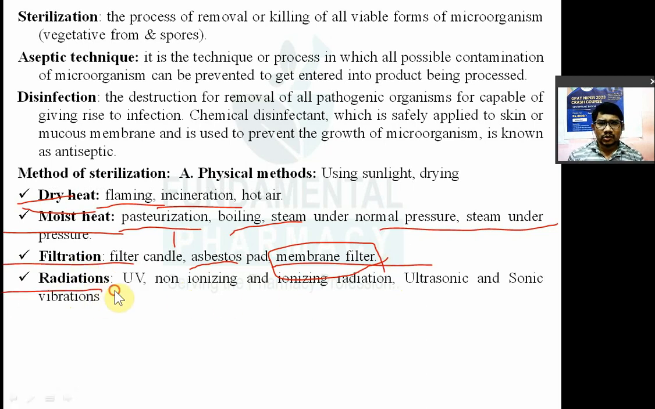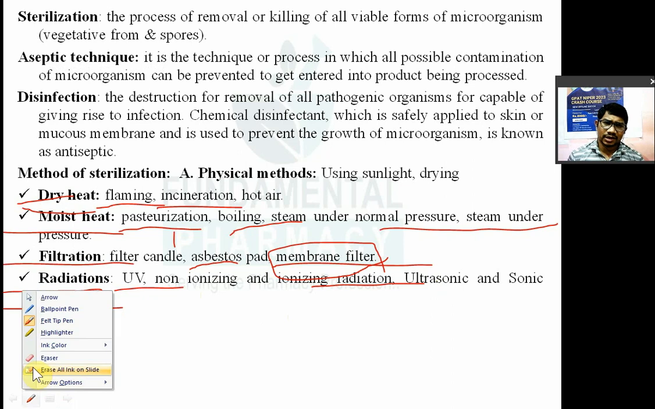Radiations, okay, so UV radiations, then non-ionizing and ionizing radiations, ultrasonic radiations, sonic vibrations are also used for the killing of microorganisms. UV, IR, ultraviolet rays, non-ionizing, beta rays, alpha rays, gamma rays. These radiations also kill the microorganisms. So these are the methods for sterilization.